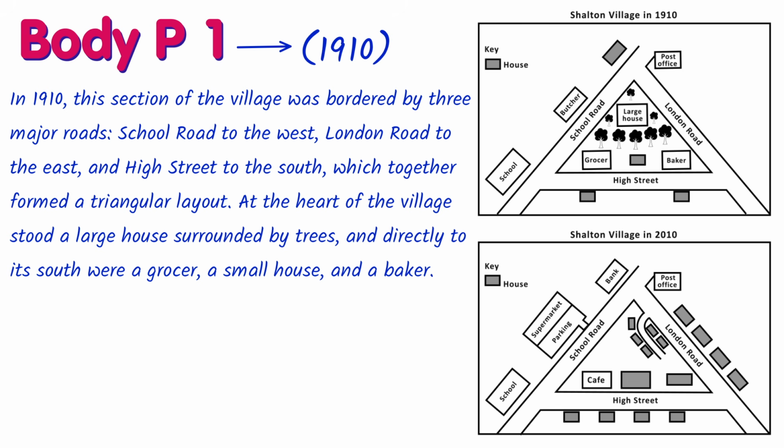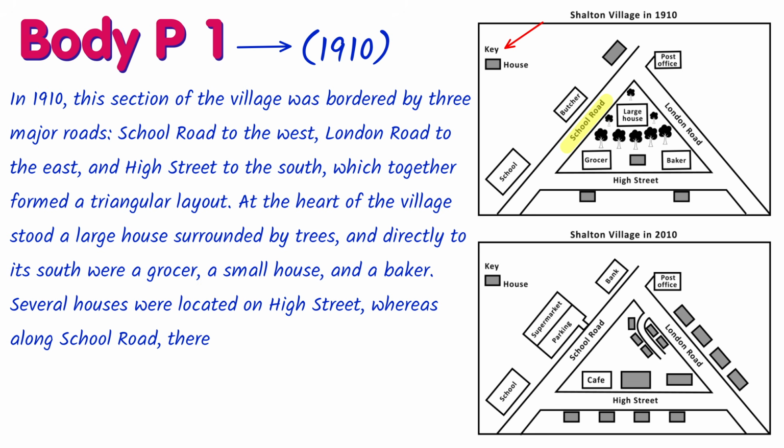And take a look at School Road. There was a school, a butcher, and also another house, all right? How do we know this is a house? As you can see, there is a key on top of the map, and it shows that this is a house. It's already written here. So we can also talk about School Road, whereas along School Road, there was a school, a butcher, and another house. And there is also a post office, which is at the corner of School Road and London Road.